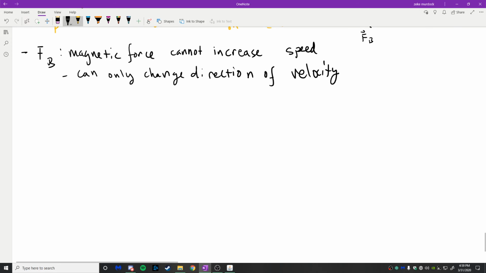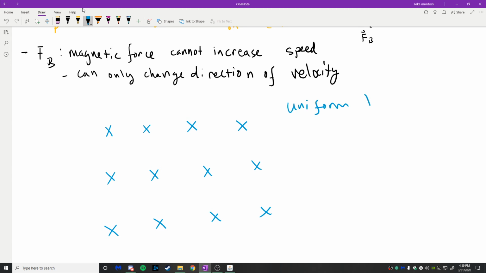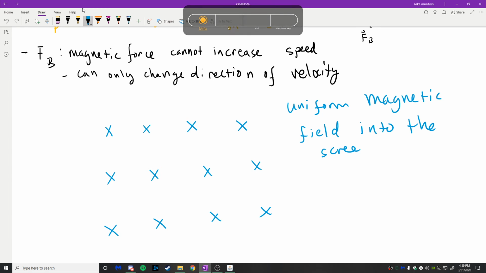So consider the following scenario. Let's say that I have a magnetic field, okay, and it points into the board. And it's just everywhere a uniform magnetic field. So we say there's a uniform, meaning constant, magnetic field. A uniform magnetic field into the screen, okay? So that's our B in.